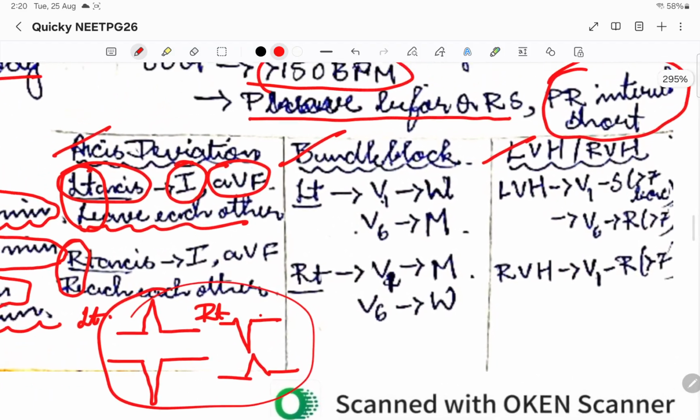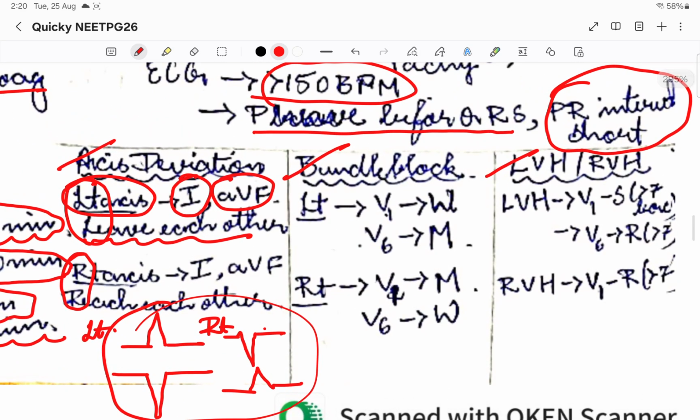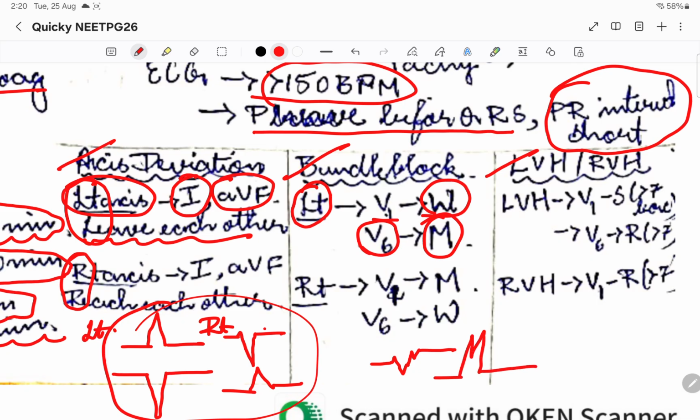Then coming to bundle branch blocks, you know the mnemonic William and Marrow. In left bundle branch block, V1 will look like a W, whereas V6 will look like an M. If I take a look at V1, it is going to look like W, and when I take a look at V6, it is going to look like M. So this is how the ECG would look.